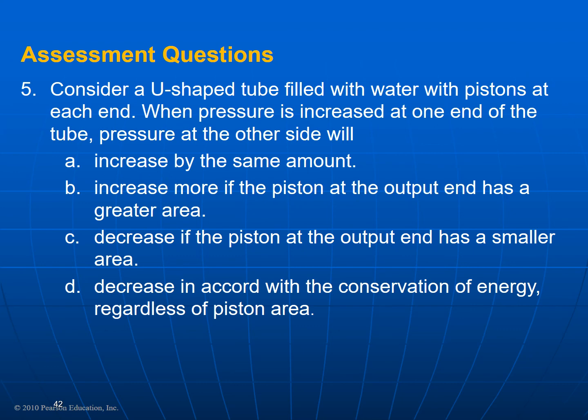This is the last assessment question. It's about Pascal's principle. When we have a U-shaped tube filled with water with pistons at each end, and pressure is increased at one end of the tube, what happens to the pressure at the other side? Answers: increase by the same amount, increase more if the area is more, decrease if the area is less, or decrease in accordance with the conservation of energy. Which is the proper answer? Think about it and give me your answer.